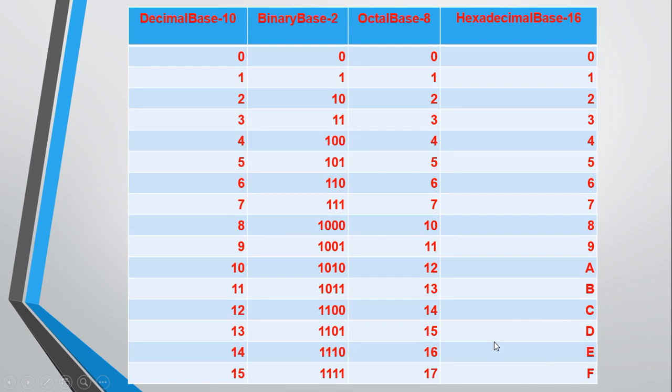The next slide which we have taken is the table of different types of number systems. This is just for reference of the number system, right? No need to write it in the exam.